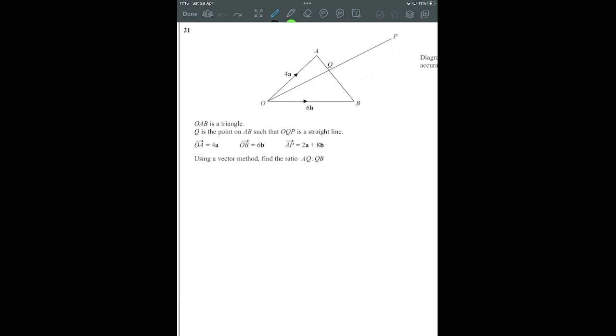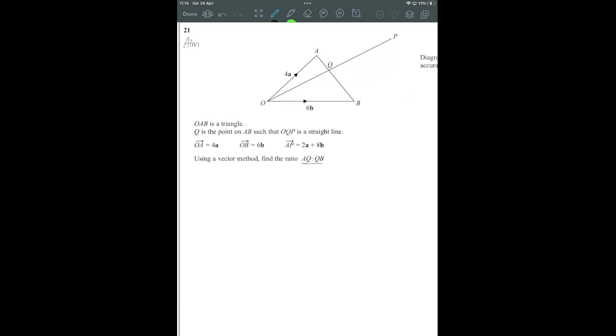The difficulty is we don't know where Q is. All we know is that Q is on the line OP and Q is on the line AB, but we don't know how far along. And in particular, the answer to the question, that ratio, is asking how far along AB is Q. So the only thing that we can do is to try and set up some ways to get to Q. And that's going to be our aim.